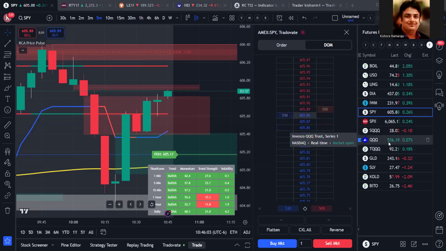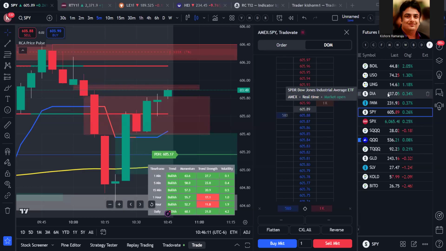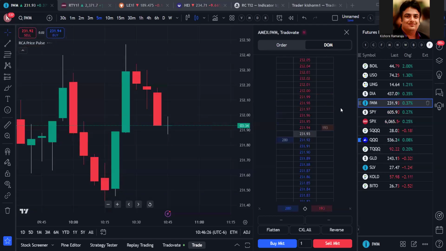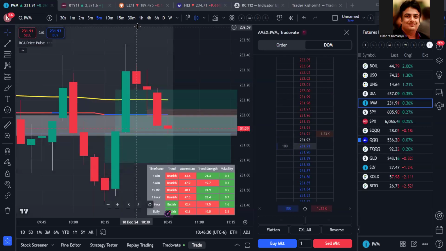Because for QQQ you need to invest $536, but for TQQ it is only $92. So you can easily buy the stock like that. You can invest in all these different tickers. If you are watching SPX or ES or NQ, you can focus on all these ones. Same thing with IWM, right? If RTY is going up, you can take IWM.